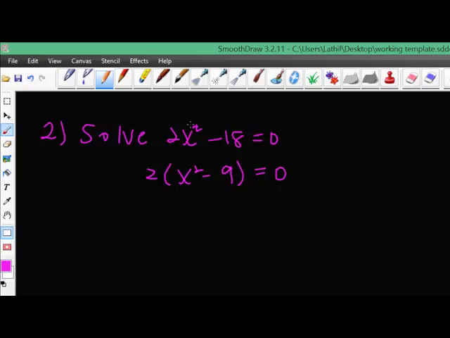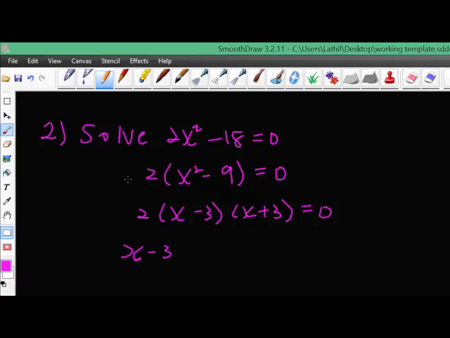And this is the difference of square, which will give us x minus 3, x plus 3 equals to 0. And do you realize that there are three factors? 2, x minus 3, x plus 3. But 2 is definitely not equals to 0, so therefore our a and b is as follows.